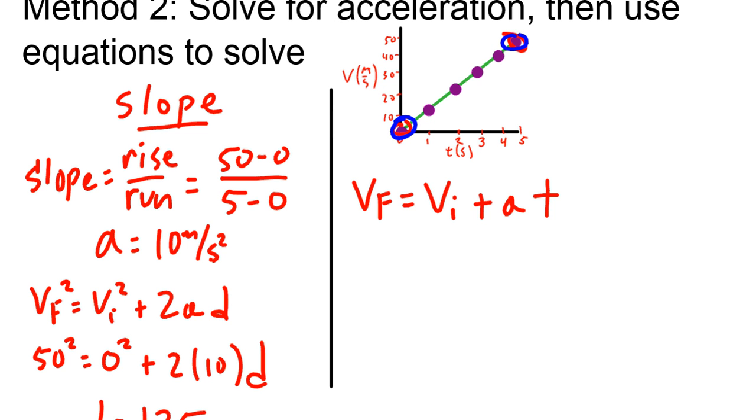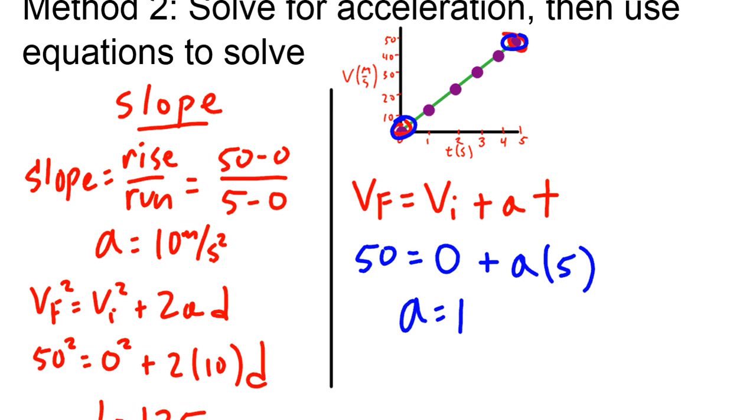So for example, to solve for the acceleration in this problem, I could take my v final, which is 50, my v initial, which is 0, plus the acceleration times the time, which is 5 seconds, and again, perform the same math to get an acceleration of 10 meters per second squared. So you can see here, there's two ways to solve for the acceleration, one being the slope, and one just simply plugging in numbers from the graph to find the acceleration, and then solve.